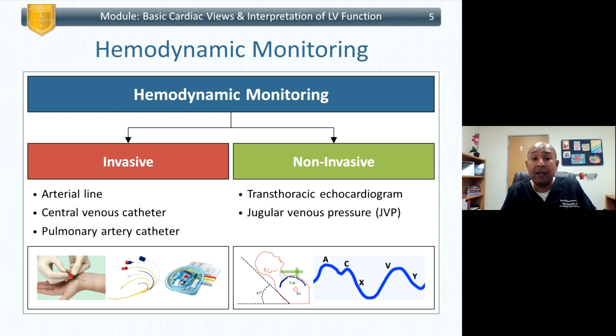Same thing when we talk about a Swan-Ganz catheter. Of course, we use Swan-Ganz less and less, especially in the medical ICU, because of the non-invasive things, really focusing on a focused ultrasound, a bedside echo to tell us information about the heart and how it contributes to figuring out my differential of why this patient is in shock.